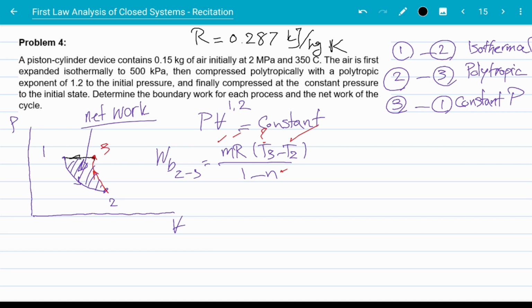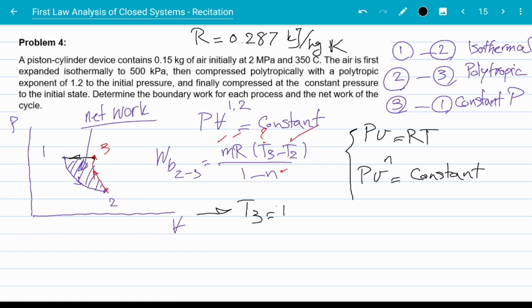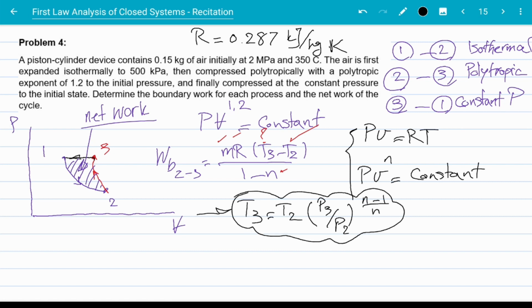Now in order to find temperature 3 during a polytropic process, we have to combine the two equations that we have. First is the ideal gas equation, P specific volume is equal to R temperature. And the second is a polytropic process, which says P specific volume to the power of n is equal to a constant, right? If you combine these two equations, you will get that temperature 3 is temperature 2 times P3 over P2 to the power of n minus 1 over n. Okay, now this is a very useful and famous equation. As I said, you can reach this equation by playing with the ideal gas and the polytropic equation.